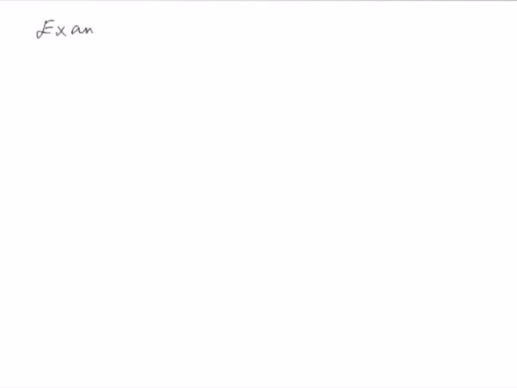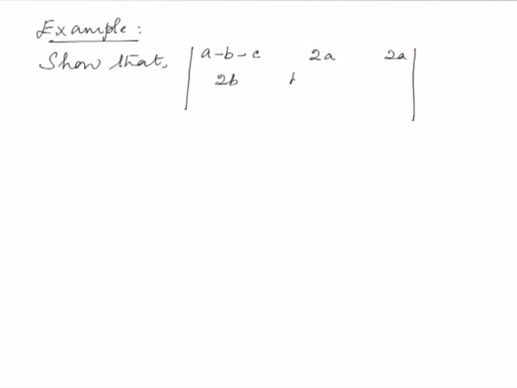In this video, we are going to do an example to understand the property 6 much better. Show that the determinant with rows (a minus b minus c, 2a, 2a), (2b, b minus c minus a, 2b), (2c, 2c, c minus a minus b) is equal to a plus b plus c the whole cube. Now, as you look at it, the elements in the left hand side look very complicated, and the right hand side is a very convenient value, a plus b plus c the whole cube.